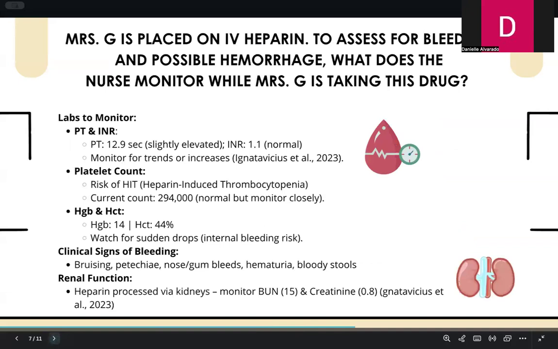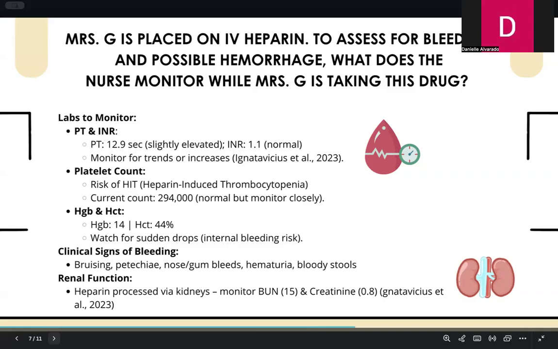Thank you. And Mrs. G is placed on IV heparin to assess for bleeding and possible hemorrhage. What does the nurse need to monitor while she is taking this drug? So, heparin is an anticoagulant, meaning that it helps prevent blood clots, but it also increases the risk of bleeding. So, the nurse should closely monitor her prothrombin time and her INR.